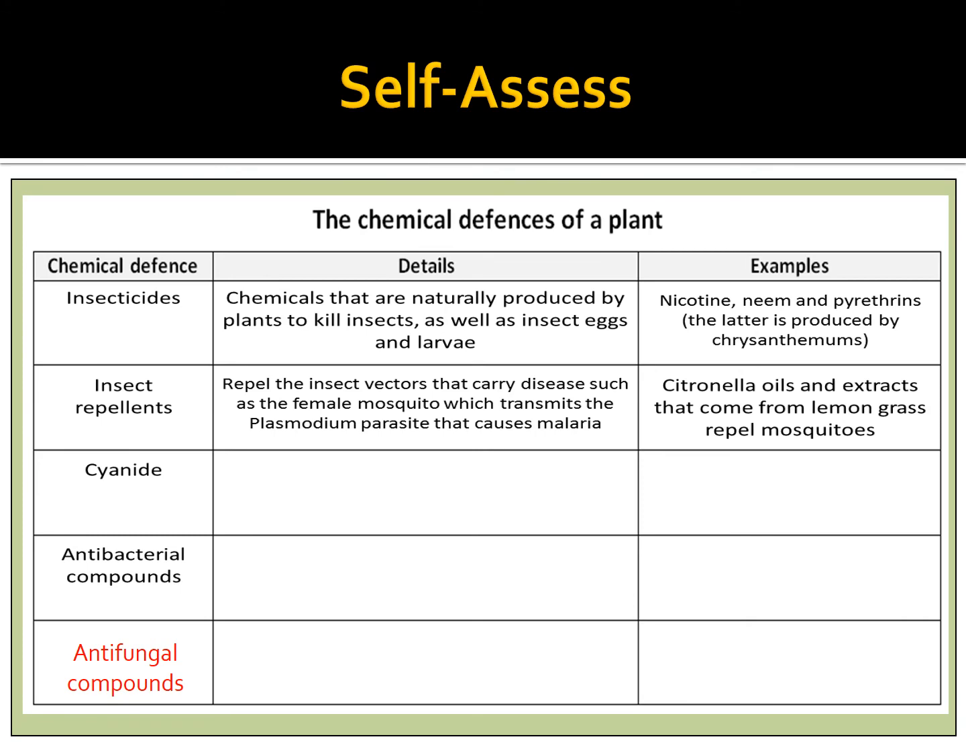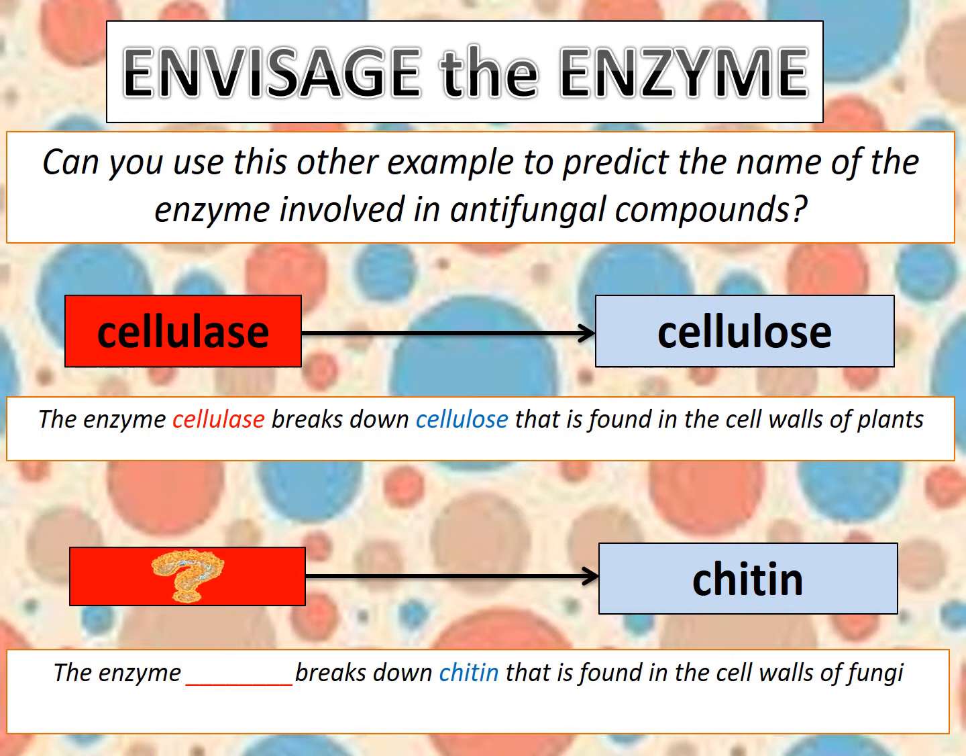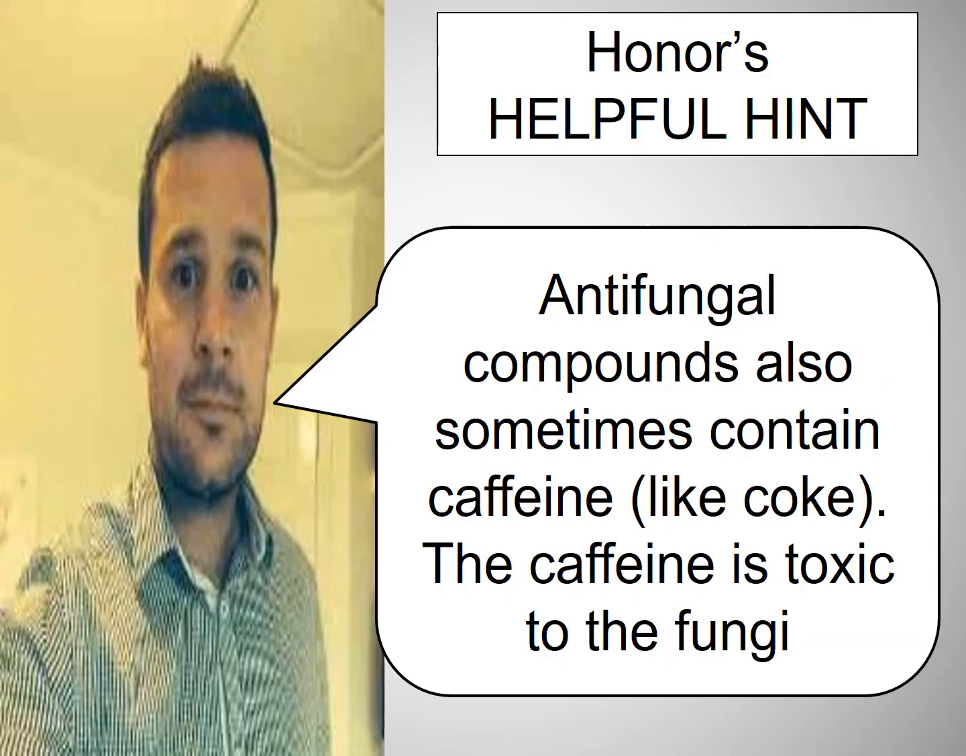So let's have a look at how we would name them. Some antifungal compounds are just enzymes, so they break down certain fungi. For example, cellulase breaks down cellulose. And if you've got the fungus component chitin, I'm not sure how to pronounce it to be honest, we can probably guess the enzyme that's going to break that down in that antifungal compound. I should imagine it will be chitinase. There we go. Antifungal compounds also contain caffeine because it's toxic to fungi. So coffee beans.